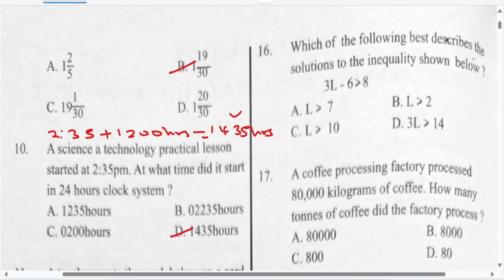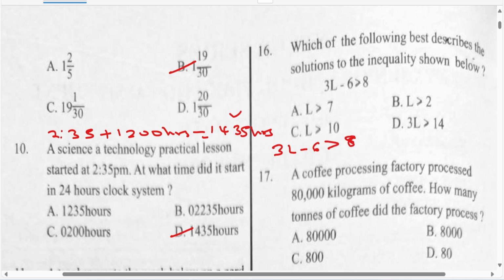Question 16. Which of the following best describes the solutions to the inequality shown below? So for you to solve the inequality shown below, you'll just do the same way as I did in the last question. You'll just assume that here it is greater, I don't know if it's greater or equal, or greater only. But for now, I'll assume it's greater. So you'll assume it to be like an equal sign. So you do the same process. So here 3L minus 6 greater than 8.